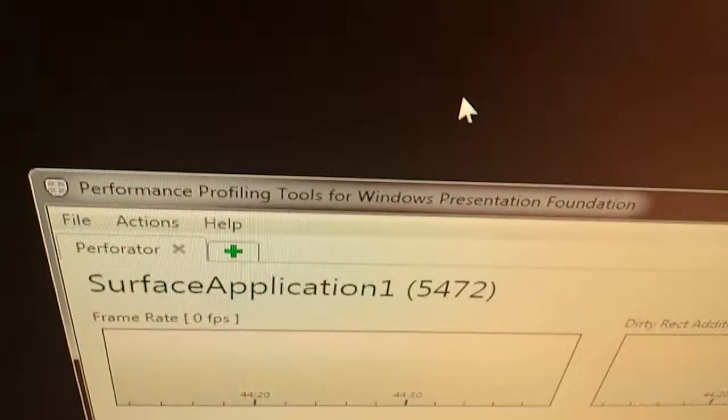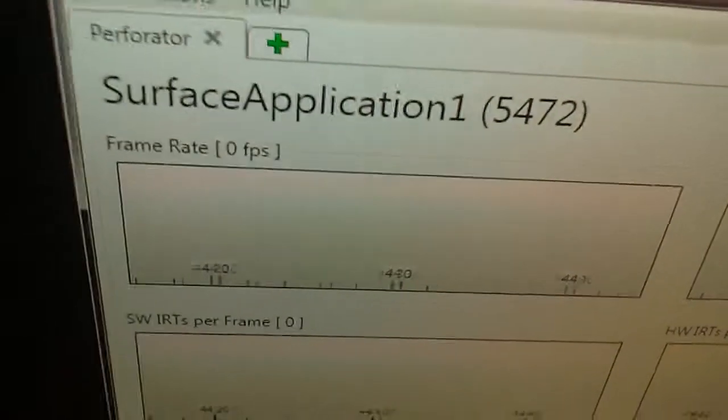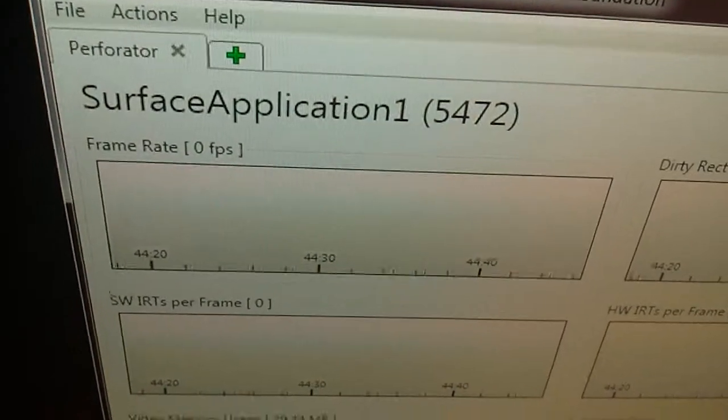Alright, so here we have the Samsung SUR40, formerly called Surface, now called nothing in particular. Here's a sample application put together in the last hour or so. Here are the performance profiling tools for Windows, WPF, and here's the frame rate counter, which is what we're going to pay attention to.